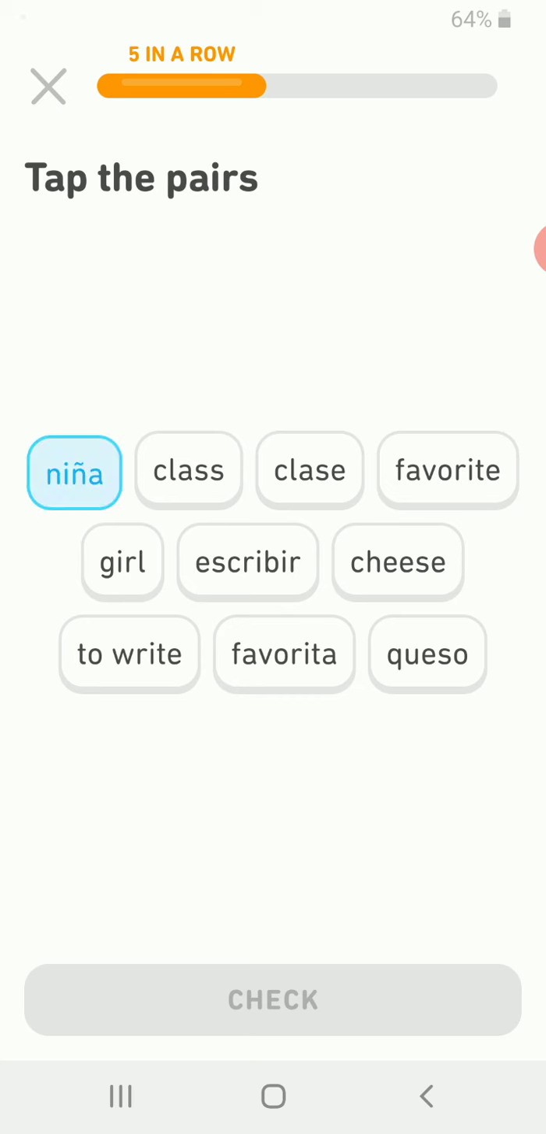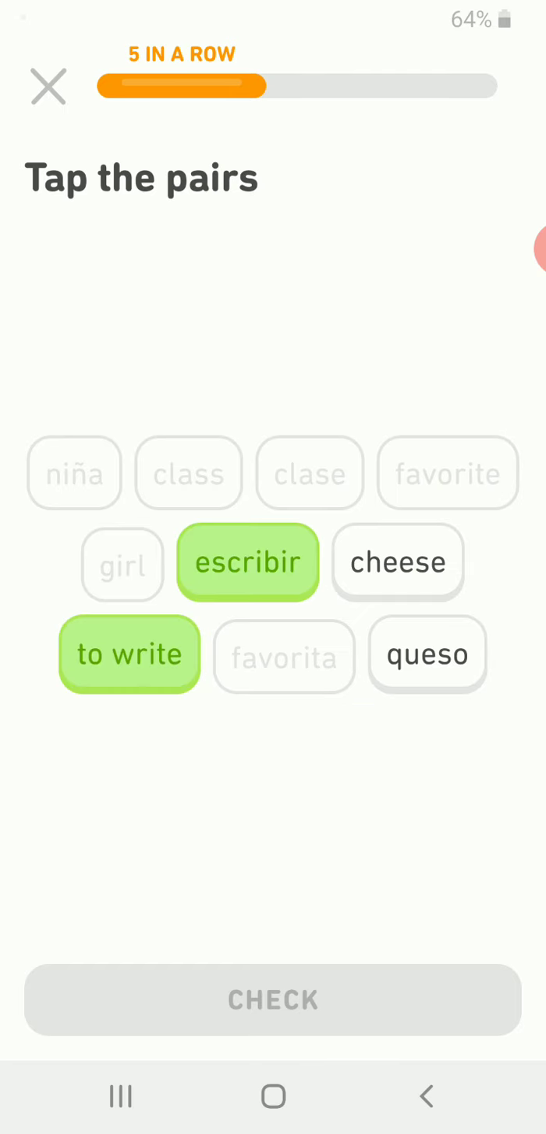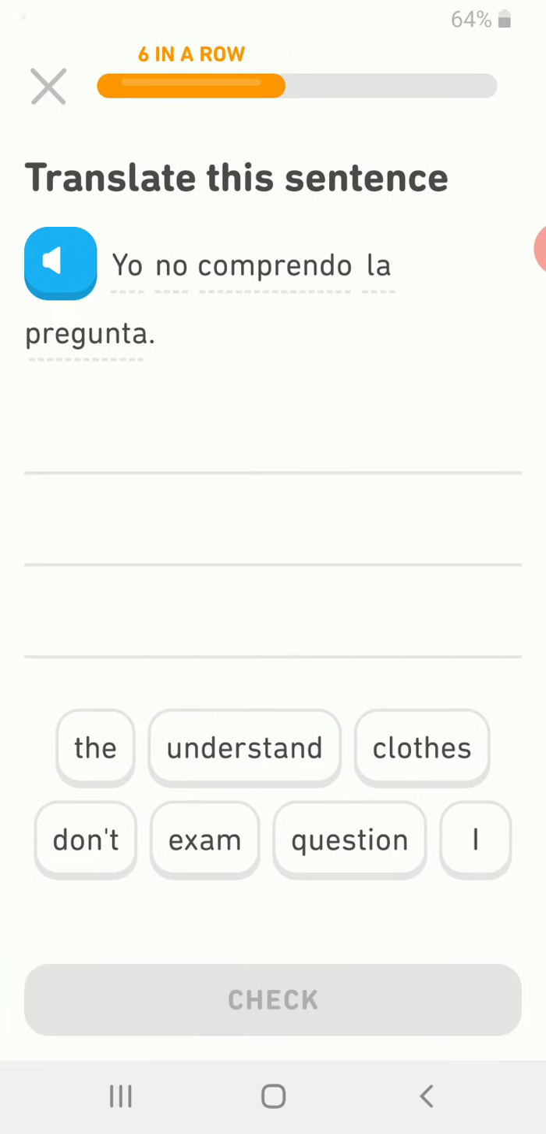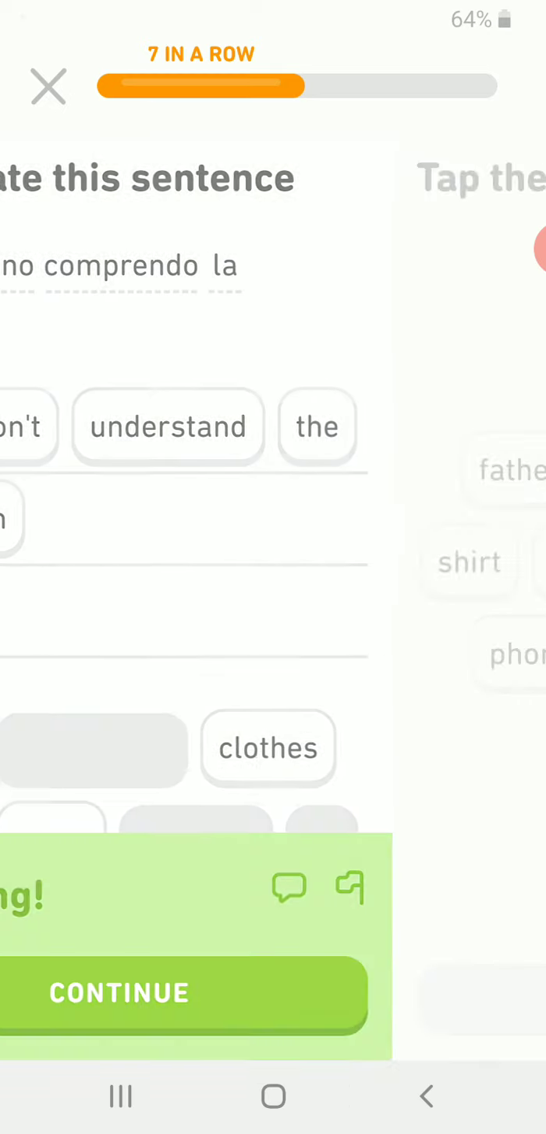And so niña is a girl. Class is clase. Favorita is favorite. Escribir, to write. Queso. Yo no comprendo la pregunta. I don't understand the question. So, yo no comprendo la pregunta.